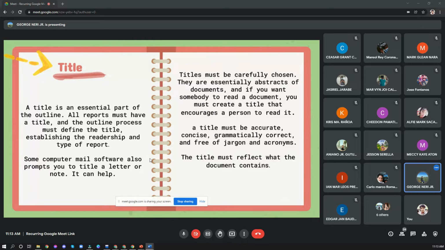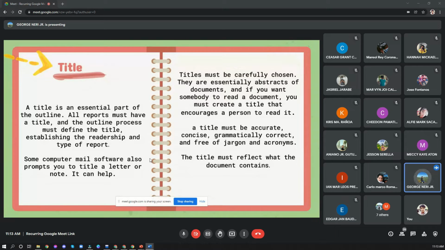So title. A title is an essential part of the outline. All reports must have a title, and the outline process must define the title, establishing the readership and type of report. Some computer mail software also prompts you to title a letter or note. It can help.